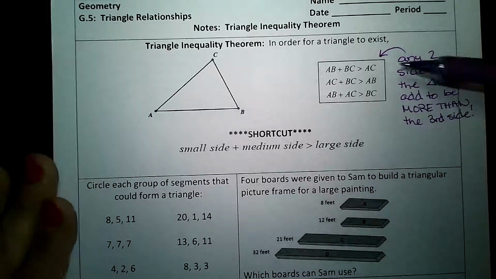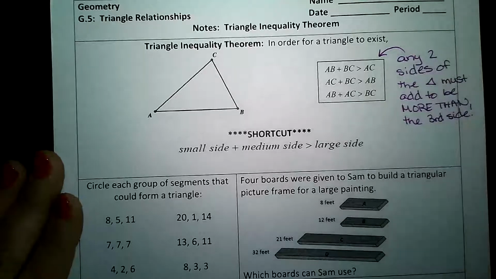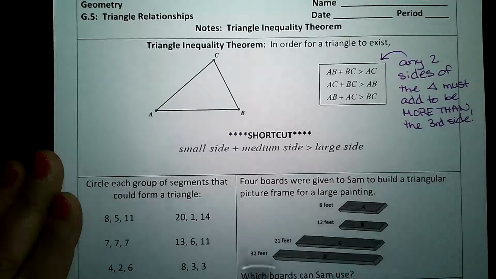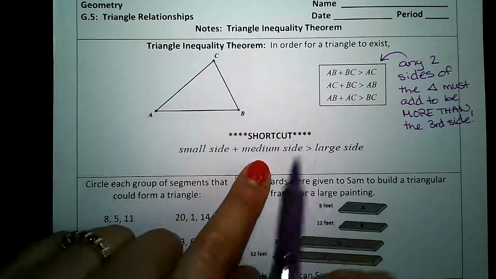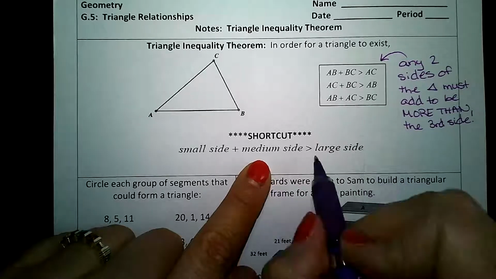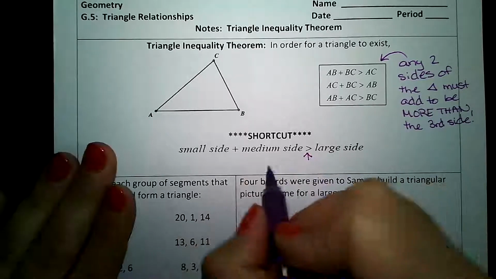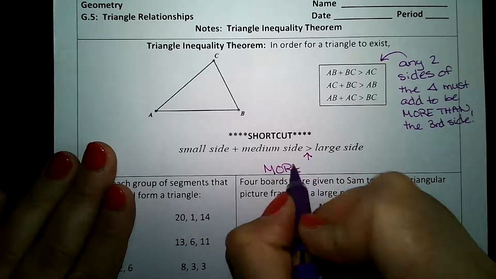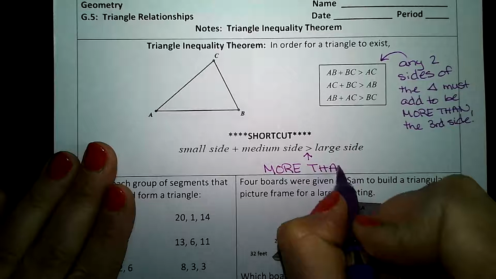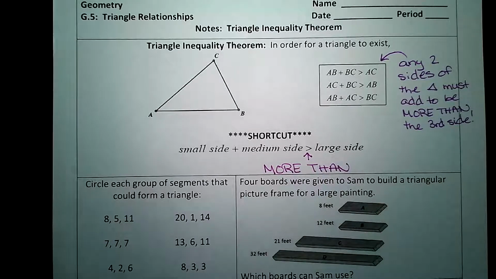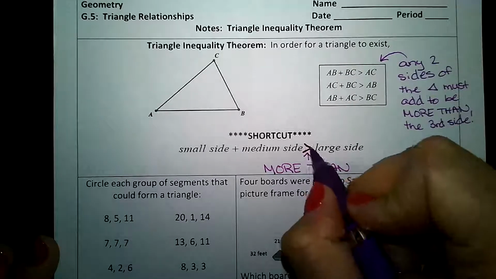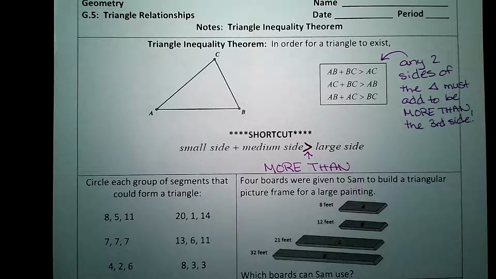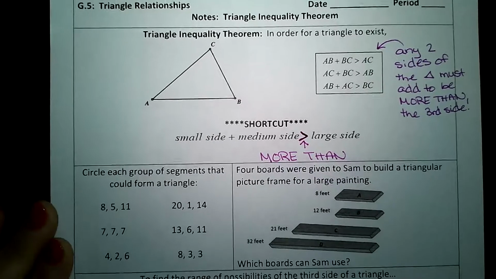Well, instead of making this a three-step process, I've got a nice shortcut for you. Here's what we can do. You can take whichever is the smallest side plus the medium side, and as long as that is bigger than, more than, greater than the large side, then you have a triangle. I'm making a really big deal about this sign right here because there's no equal to here, guys. It's got to be greater, just like we saw in our demonstration with the spaghetti. So let's look at a couple of examples.